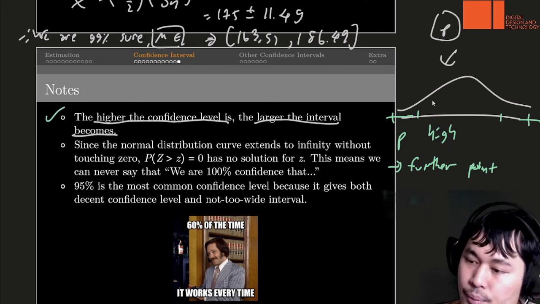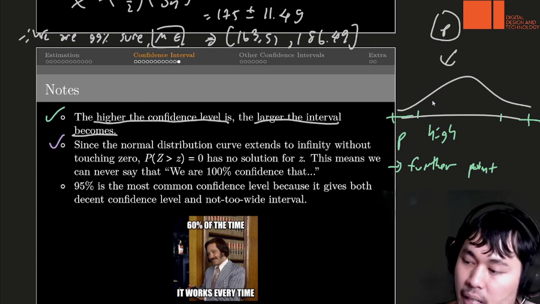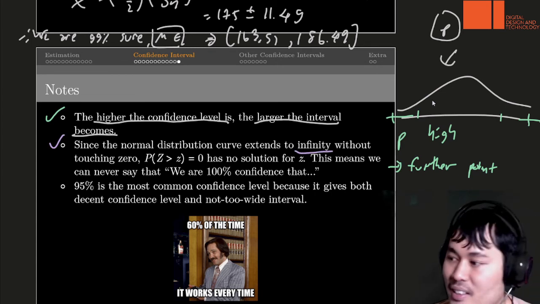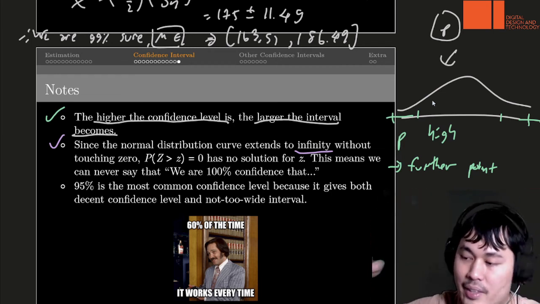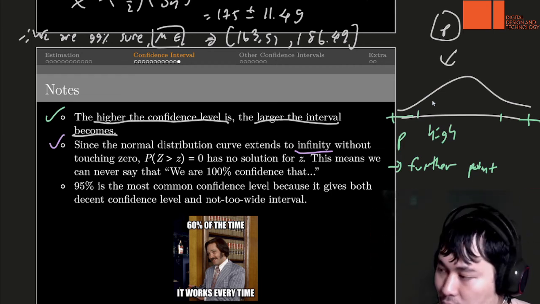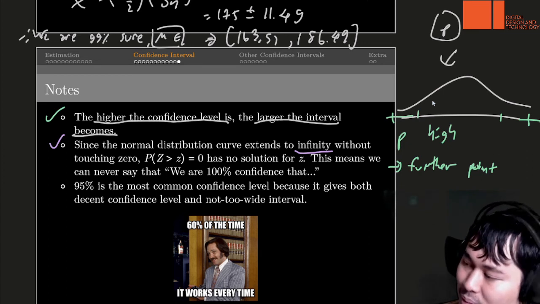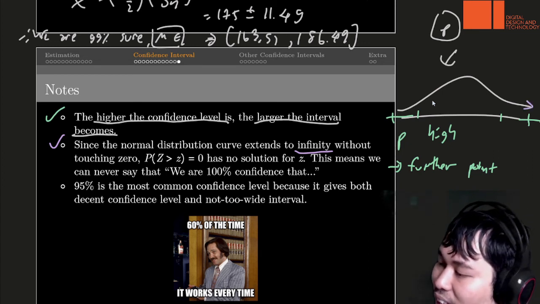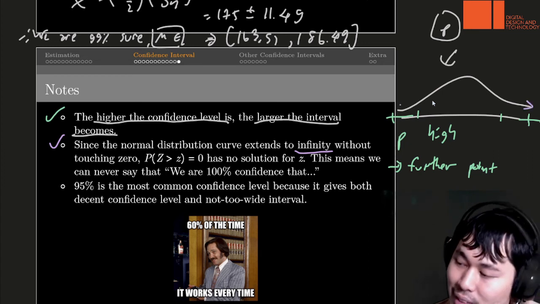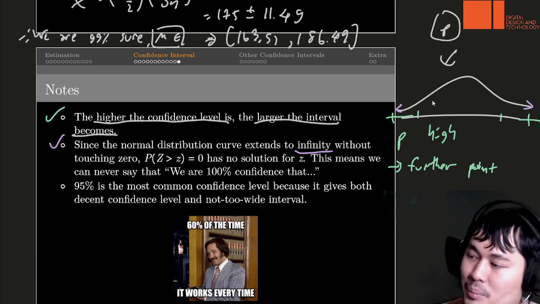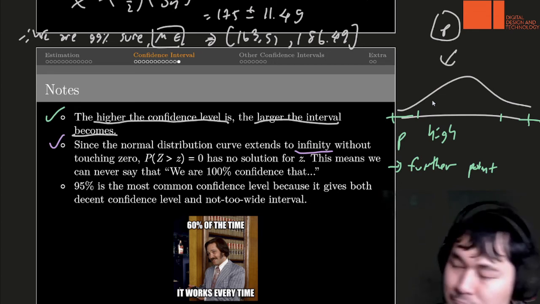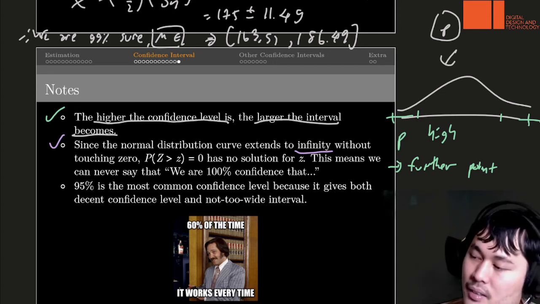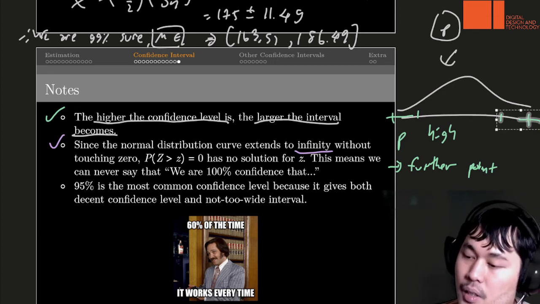And second, since the normal distribution curve extends to infinity, as you can see from the curve, the left endpoint and the right endpoint actually go on forever. It doesn't stop here. If I had to be technically correct every time, I would have to put arrows on both sides. So in theory, the arrow extends forever.